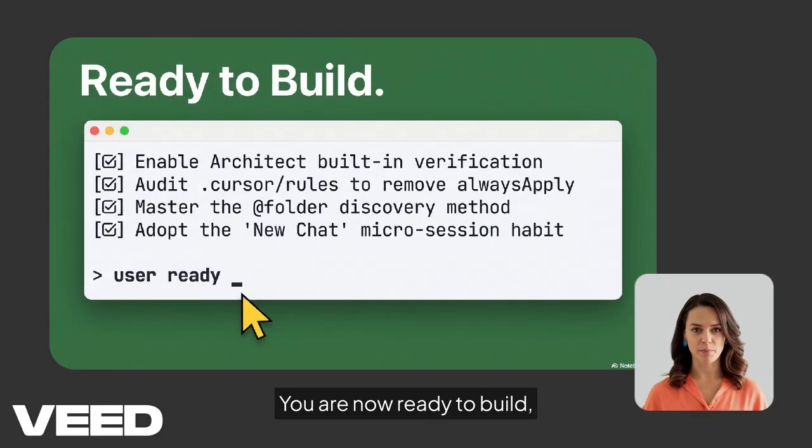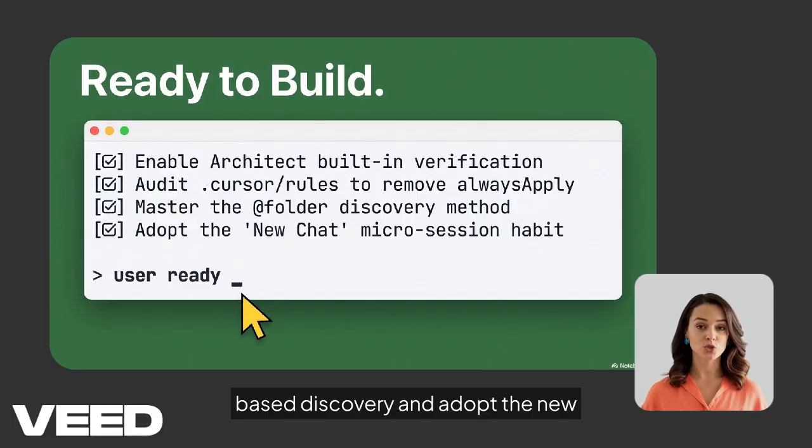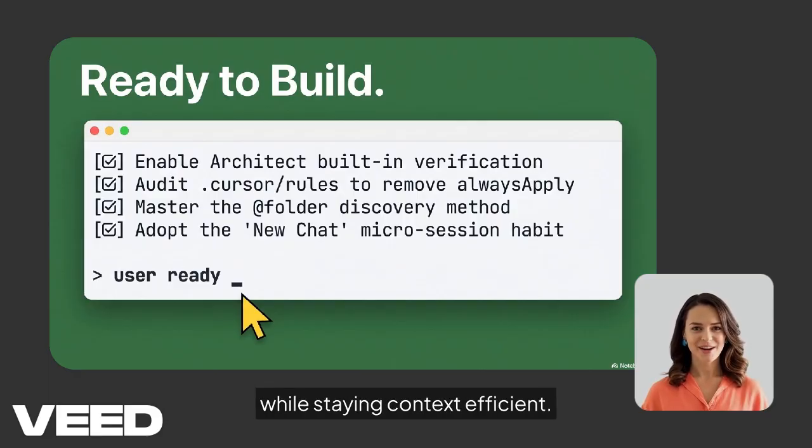You are now ready to build. Enable architect verification, audit your cursor rules, master folder-based discovery, and adopt the new chat microsession habit. With these practices in place, your AI agents will behave like disciplined senior engineers while staying context efficient.